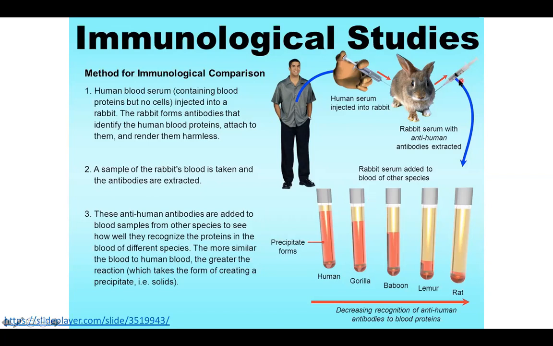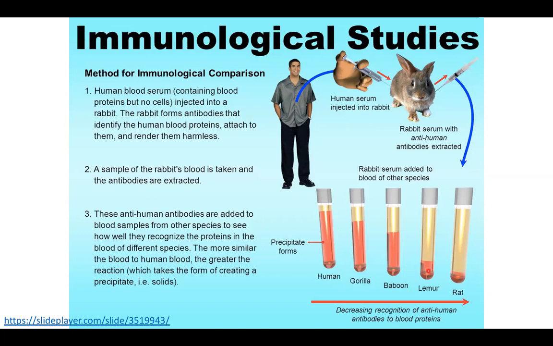If we mix these human antibodies with blood from a gorilla, we will get some precipitation, probably quite a bit, but not as much as with the human because gorillas are relatively similar to us. So we might share some antigens. The antigens that we share will get precipitated by the human antibodies. And then we could do the same for baboon blood. The baboon blood might also precipitate somewhat, but less than the gorilla, which is less than the human.